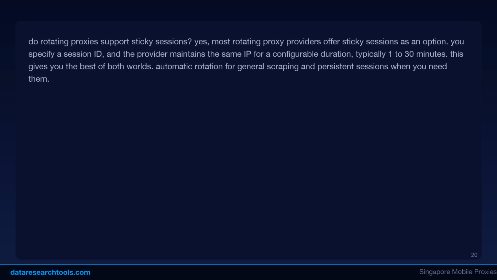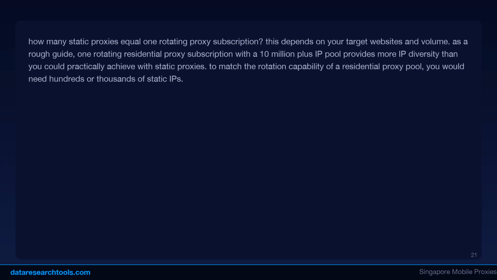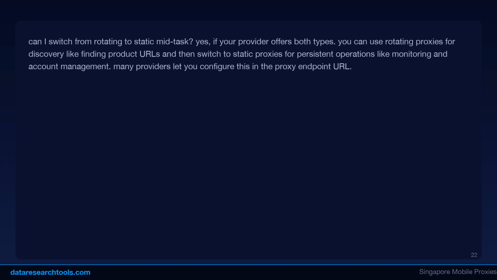How many static proxies equal one rotating proxy subscription? This depends on your target websites and volume. As a rough guide, one rotating residential proxy subscription with a 10 million plus IP pool provides more IP diversity than you could practically achieve with static proxies. To match the rotation capability of a residential proxy pool, you would need hundreds or thousands of static IPs.